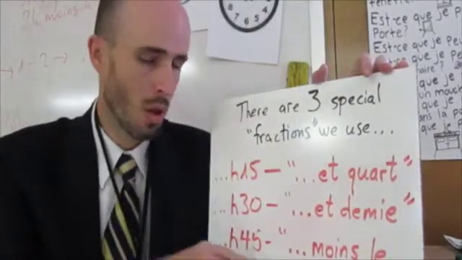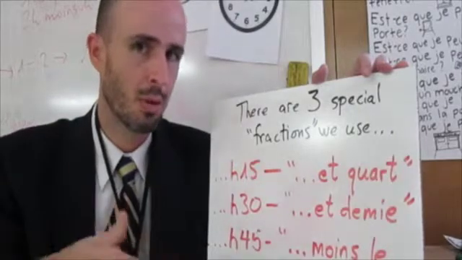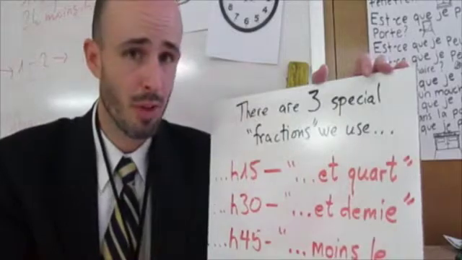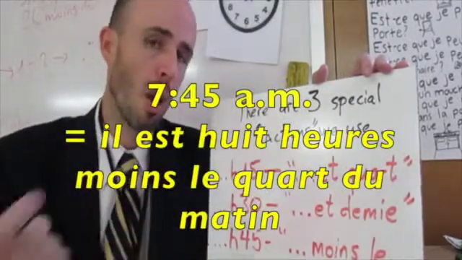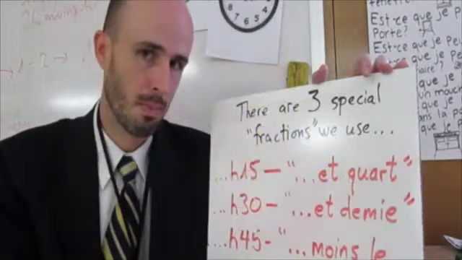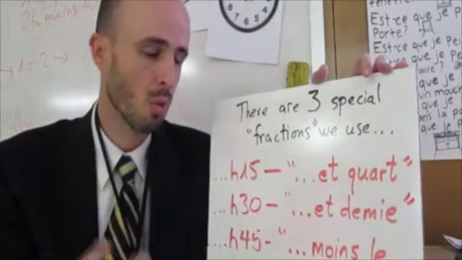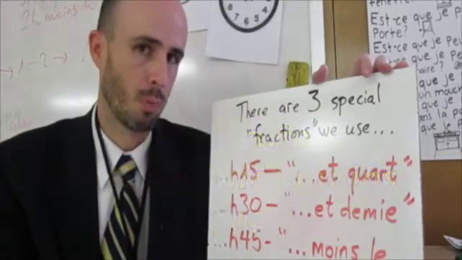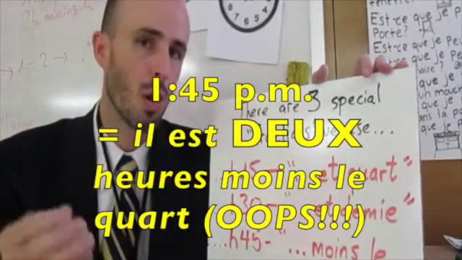Again, you round up to the next hour and say moins le quart. It's like saying quarter till. So for example, 7:45 a.m. would be il est 8h moins le quart du matin. Or for example, quarter till noon would be il est midi moins le quart. 1:45 p.m. would be il est 2h moins le quart.